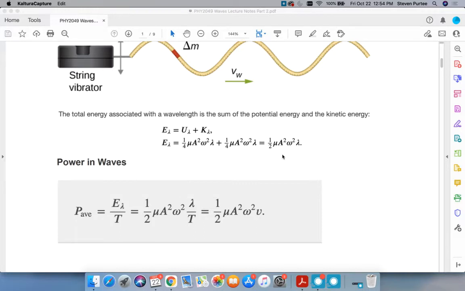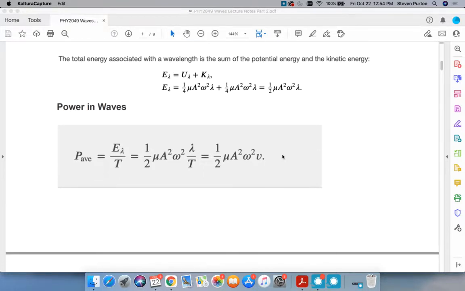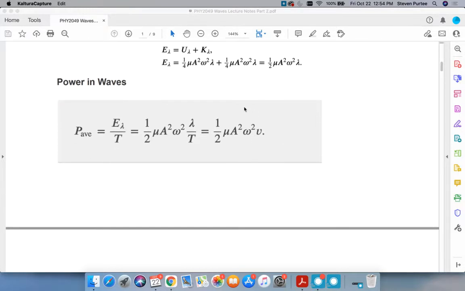Okay, what about power? Power is energy per unit time. Remember, power is measured in watts. So if we take our energy and divide by time, we'll get power. Our instantaneous power will be 0 because we're pushing and pulling, but our average power is given by this. Why do we care about power?